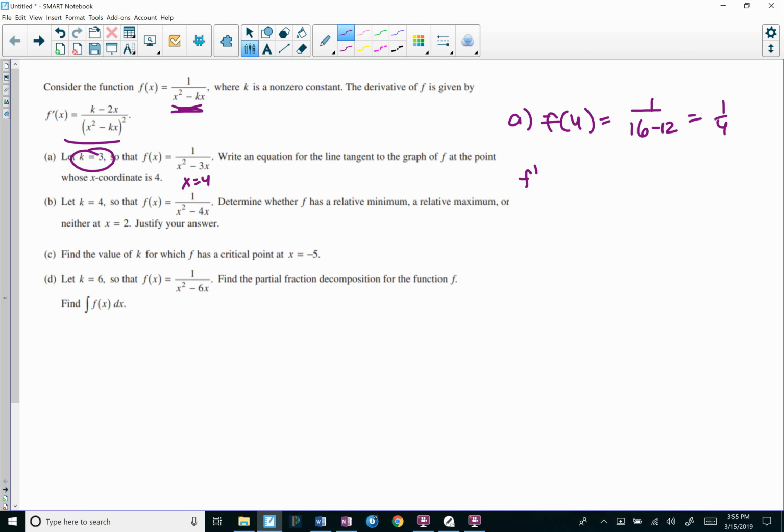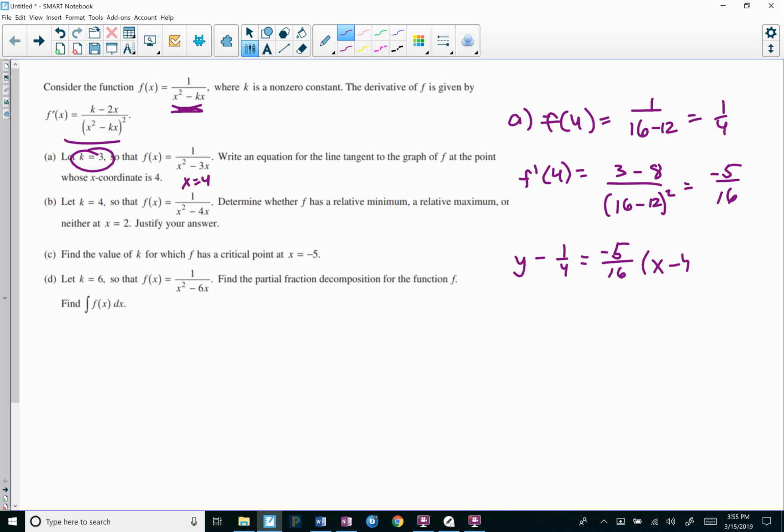I want f prime of 4. That'll give me my slope. So let's plug that in. I'll get 3 minus 2 times 4 is 8, all over 16 minus 12 squared. So I'll get negative 5 over 4 squared, which is 16. So there's my slope. So I have y minus 1/4 equals negative 5/16 times x minus 4.